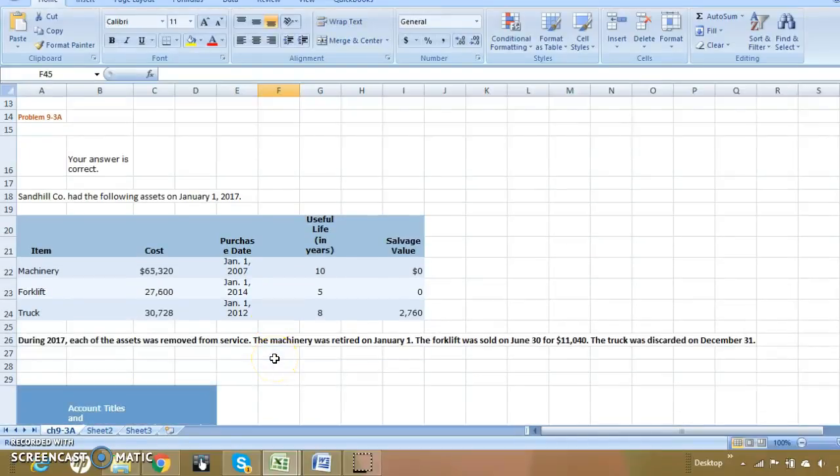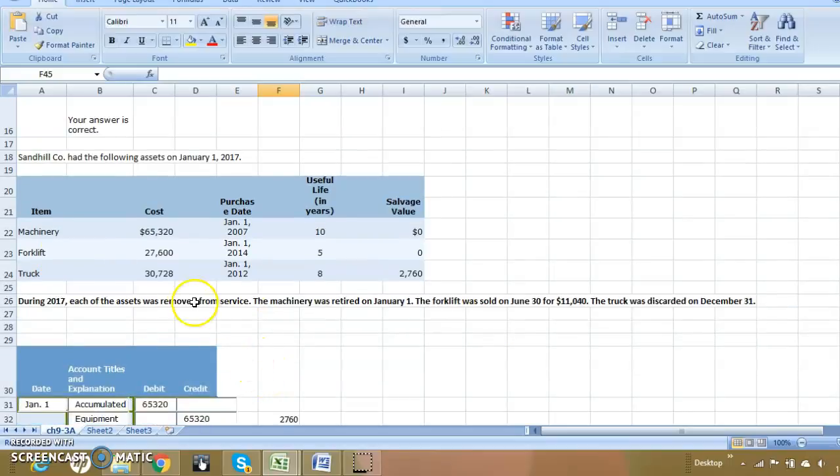Hi everyone, today I'm going to do a tutorial on problem 9-3A, and this company is using a straight line depreciation method. So we have three items here: the machinery, the forklift, and the truck. They were acquired in different years and with different useful lives, but were discarded or removed in the same year, 2017. So let's start with our machinery.